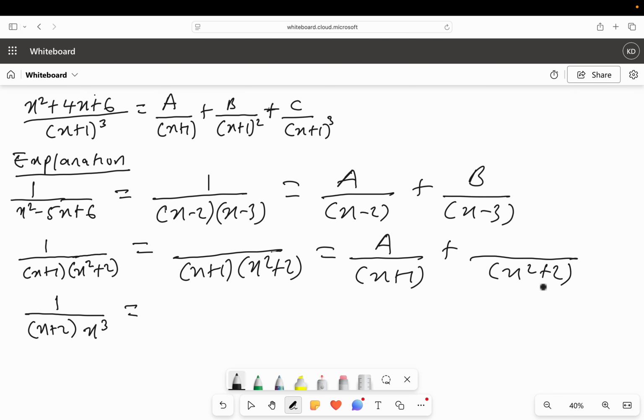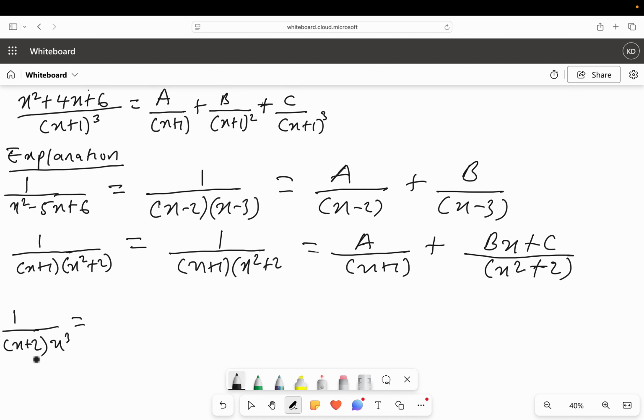For this one, the highest power is 2. So it means the power of my numerator will be s to the power 1. That will be the highest power in the numerator because always the power of the denominator is 1 greater than that of the numerator. So I will have bs, but I have to write it in general form. So it will be bs plus c, because it has to go from the highest power down to the lowest power, which is s to the power 0.